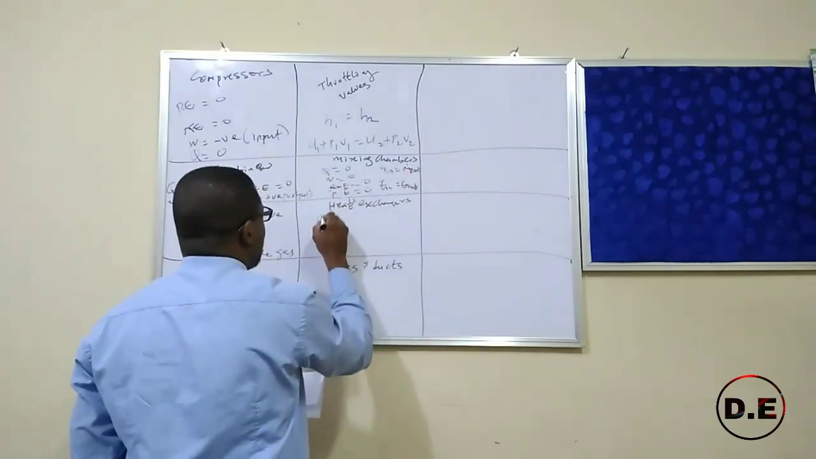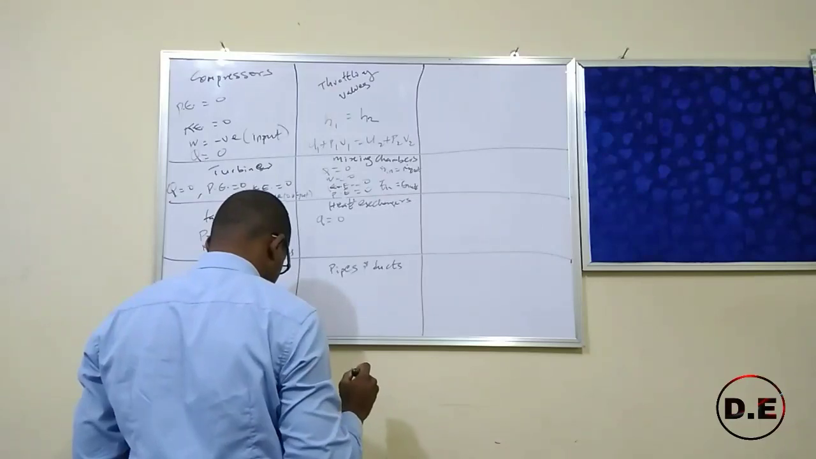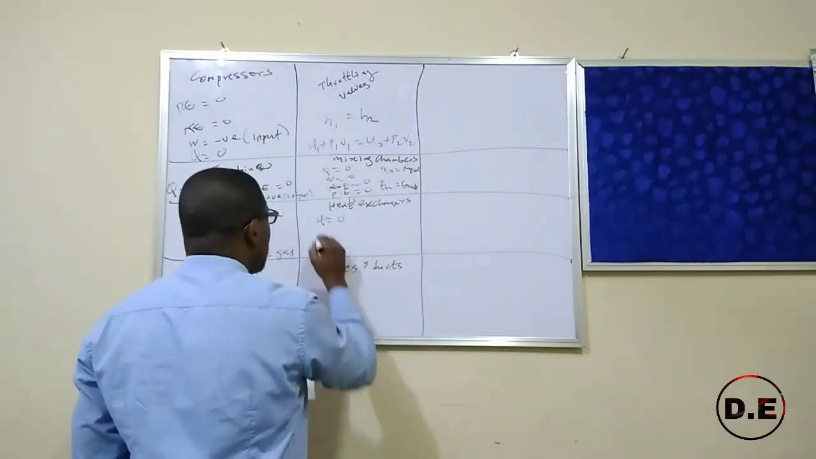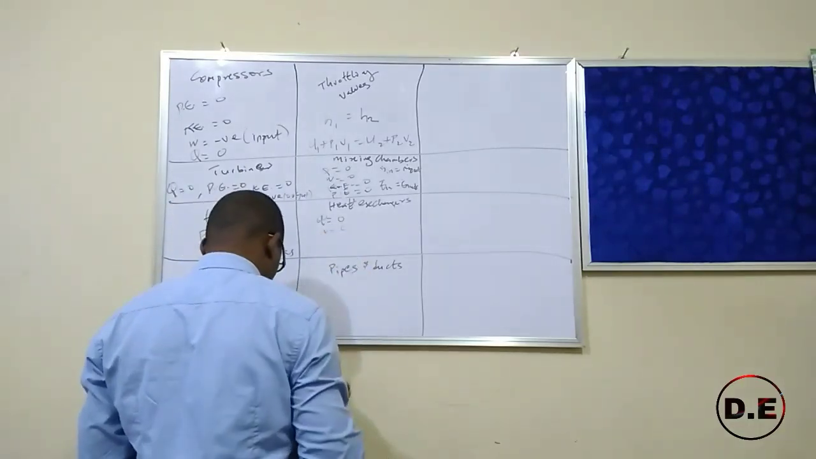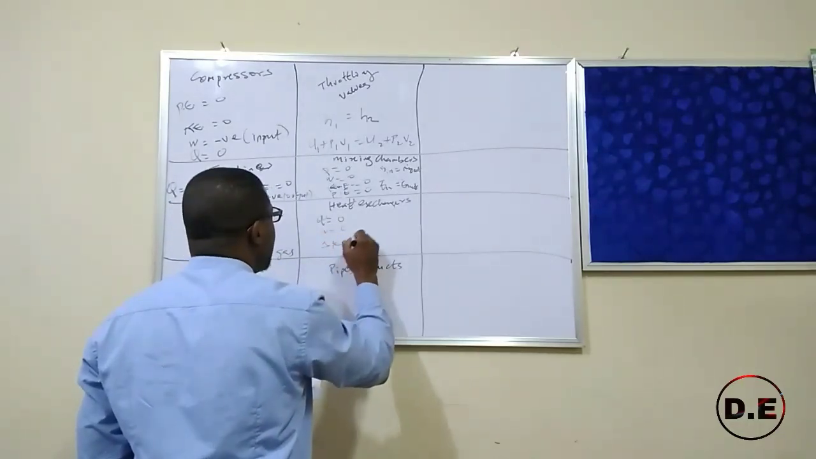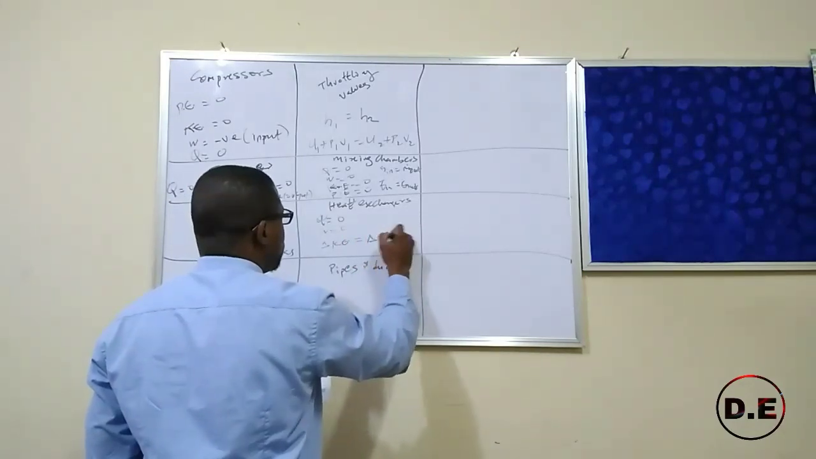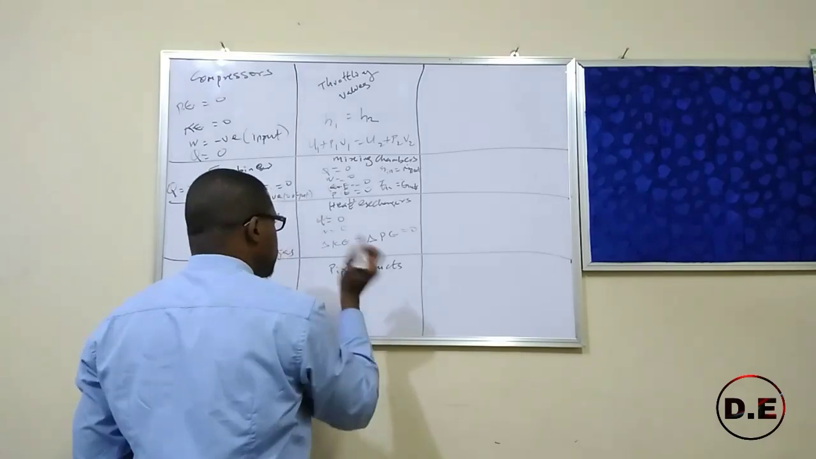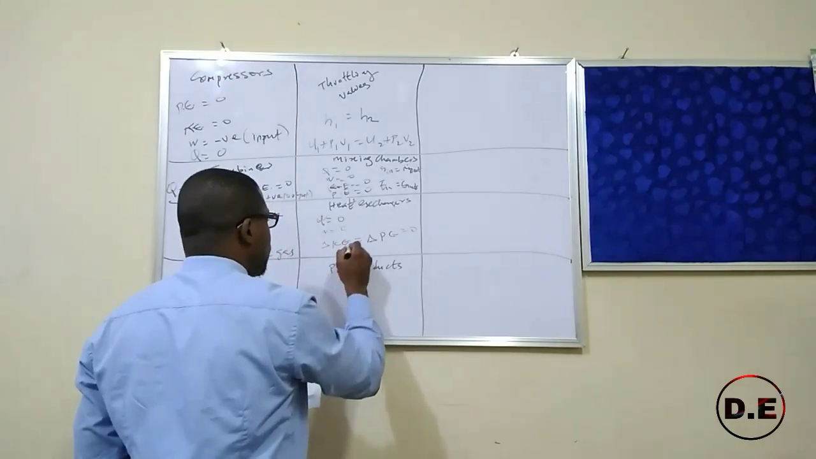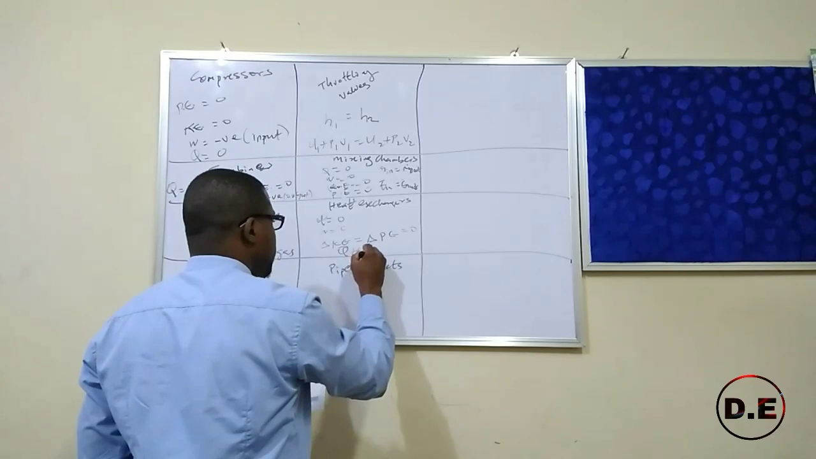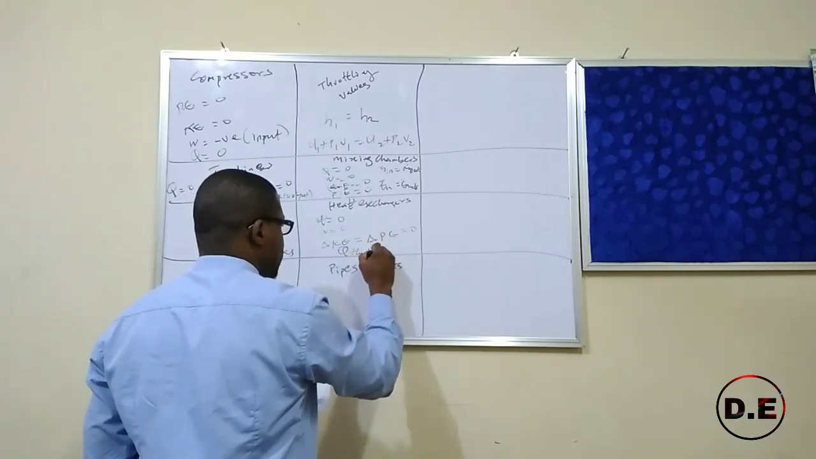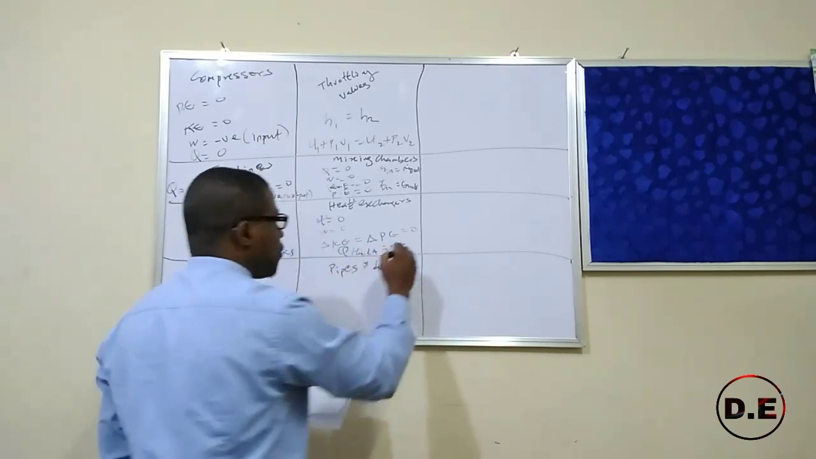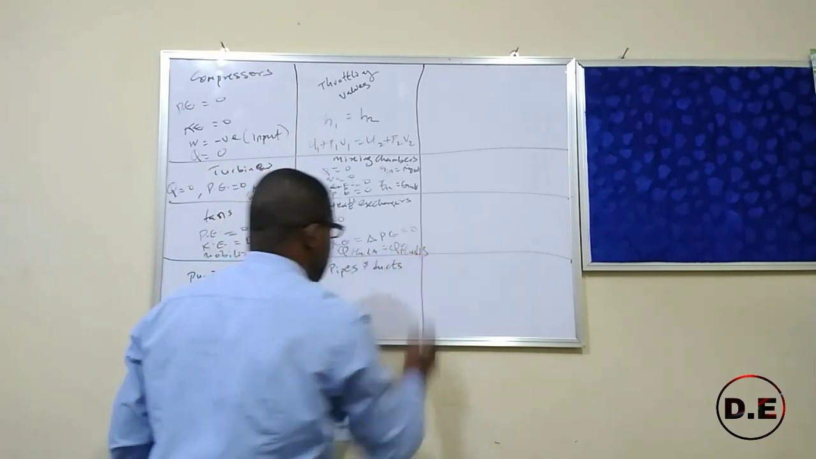For heat exchangers, we first of all say that it's fully insulated on the outer wall, therefore the Q is 0. The work done is also 0 across the boundaries. The delta KE, the change in kinetic energy, is equal to the change in potential energy, which is equal to 0. And then most times we say the heat lost by fluid A, the fluid in one part of the heat exchanger, is equal to the heat gained by fluid B.